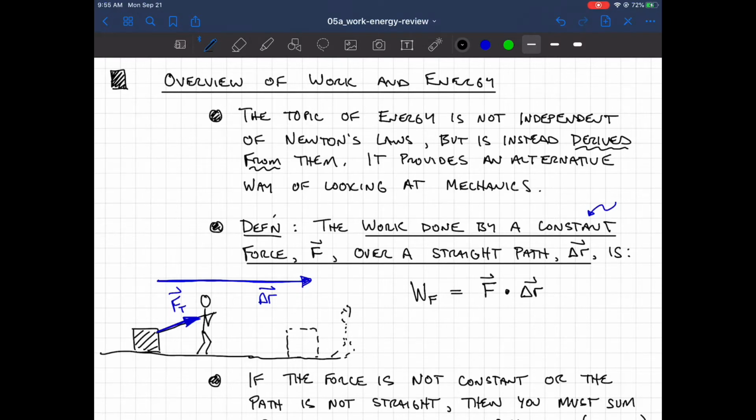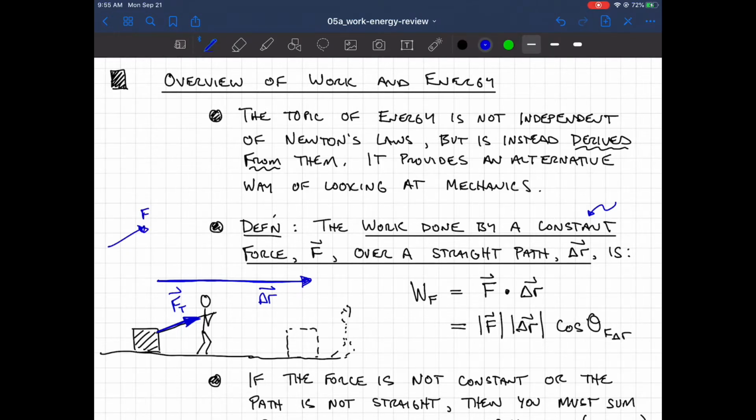And this is just the scalar product, which you know means magnitude of the first vector times magnitude of the second vector times the cosine of the angle between the two vectors. So if you want to figure out what that is, then you take those two vectors and you put their tails together. Well, that's not really the force, is it?